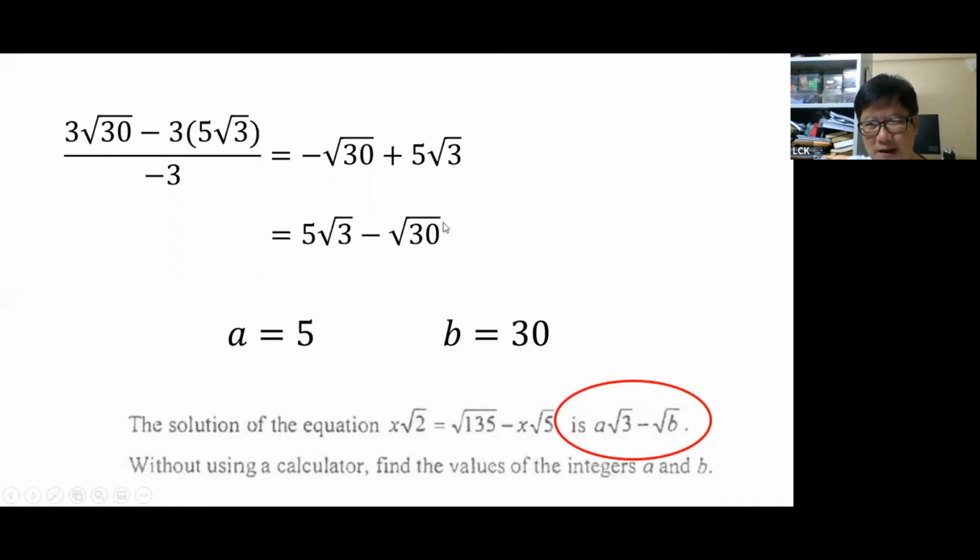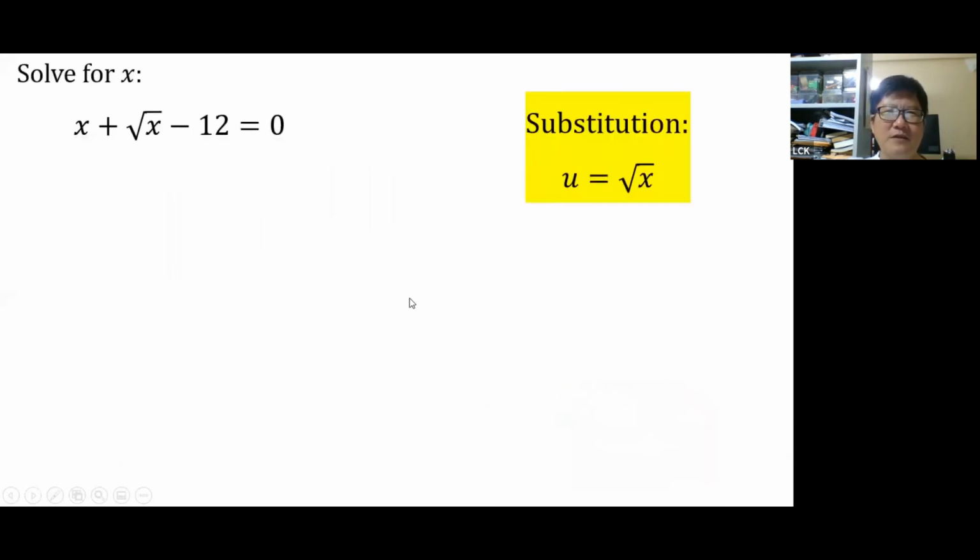5 square root 3 minus square root 30. So A is 5, B is 30. Very simple. Now let's look at this one here.